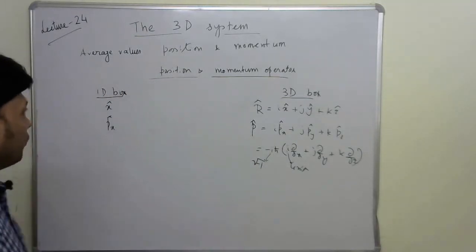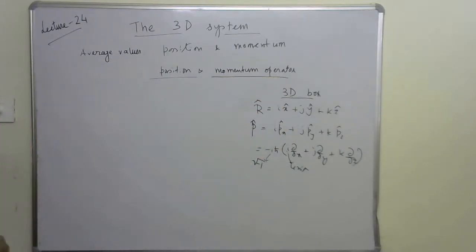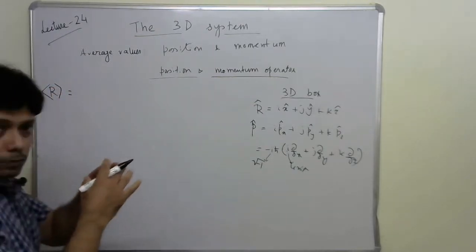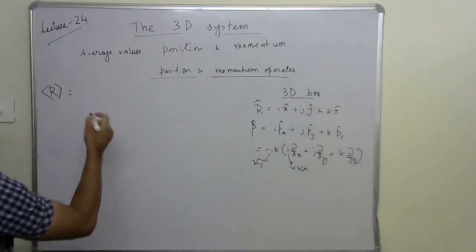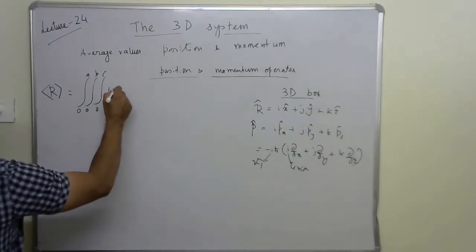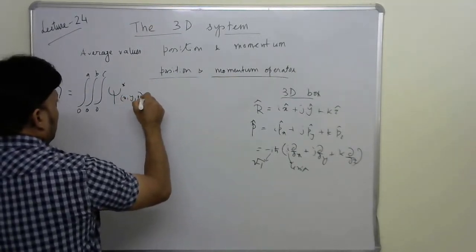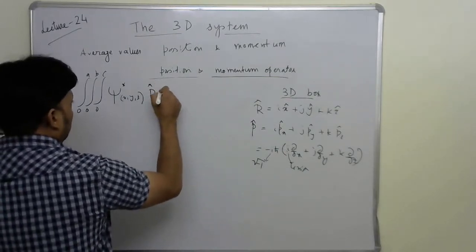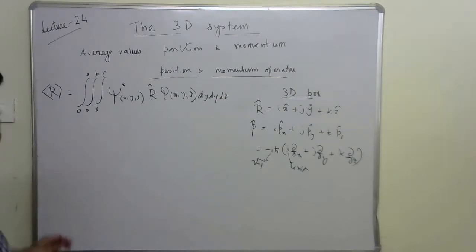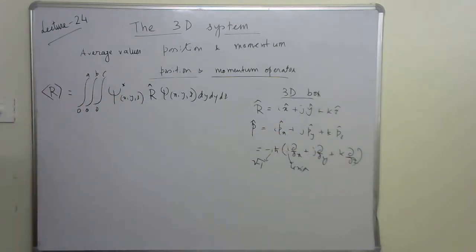So now we are going to calculate our average position and average momentum. We have our expressions on the right hand side. The average position, that is R, is equal to, by definition, the sandwich operation: a triple integral, because of 3 dimensions, 0 to a, 0 to b and 0 to c, of chi star of x y z, multiplied by the operator R operating on chi x y z, dx dy dz. Then we have to replace this R cap by this expression and find out the values.